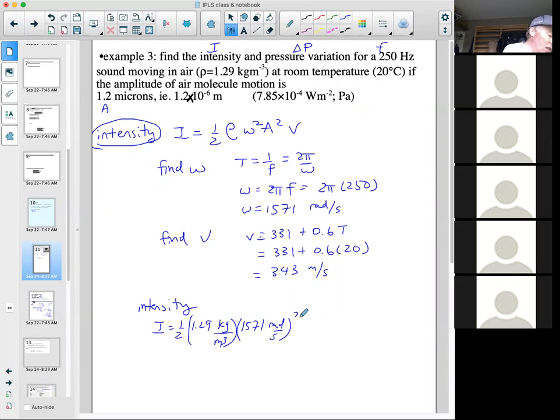Now radian, it should be noted, is dimensionless. So this radian just cancels out when there's something else there. So we gotta be careful here. 1.2 times 10 to the power minus 6 is the amplitude. We have to remember to square that. And then finally, the speed, 343 meters per second.